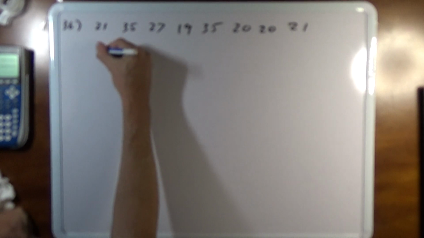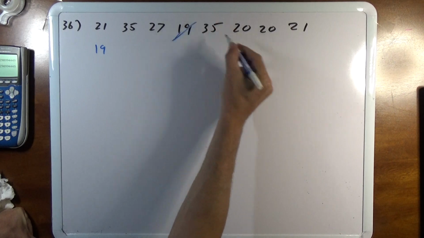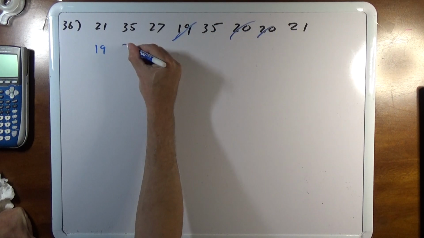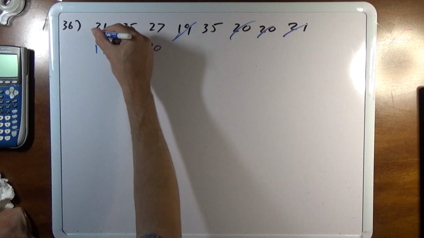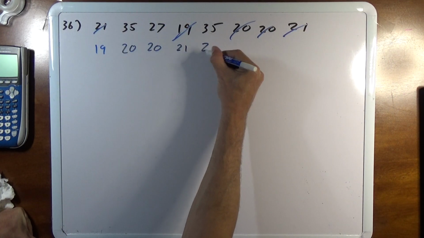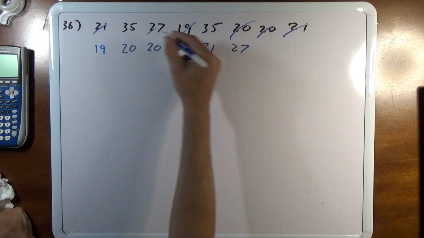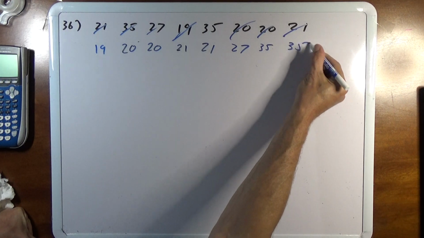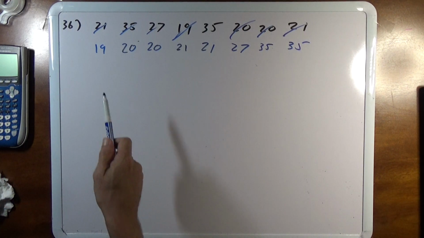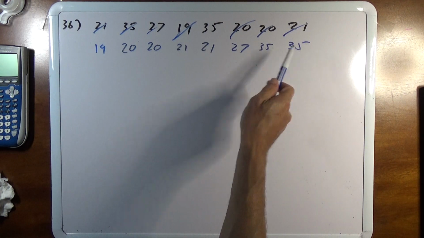It looks like 19, and then I've got 20, 20, 21, 21, 27, 35, 35. So how many are in my data set? 1, 2, 3, 4, 5, 6, 7, 8.